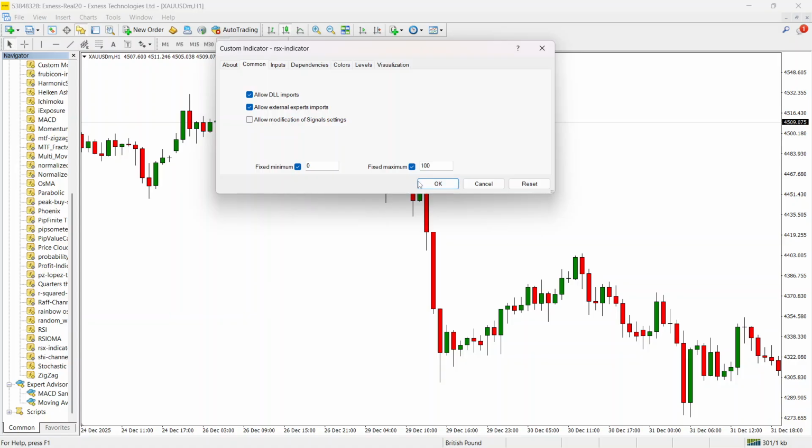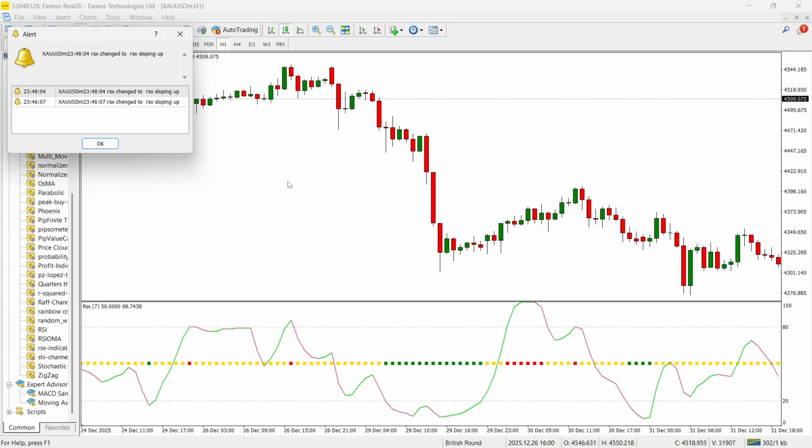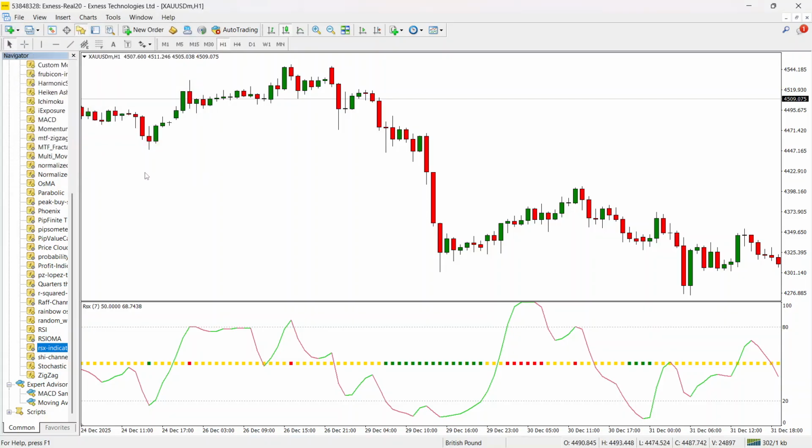Like RSI, readings above 70 typically indicate overbought conditions, while readings below 30 suggest oversold levels. But the smoother nature of RSX tends to avoid false signals during sideways market movement.